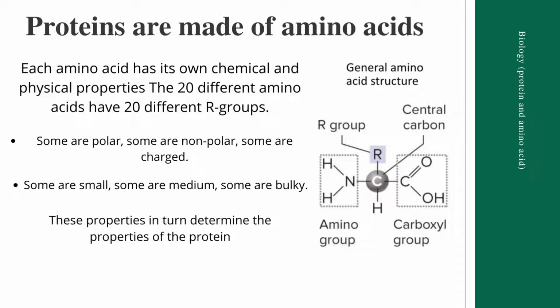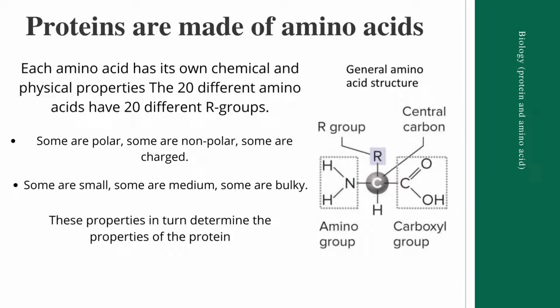Proteins are made of amino acids, or in other words, the monomers of proteins are amino acids. Each amino acid has its own chemical and physical properties. There are 20 different amino acids that have 20 different R groups. Some are polar and some are non-polar. Some are charged, some are small, some are medium, some are bulky. But these properties in turn determine the properties of the protein.